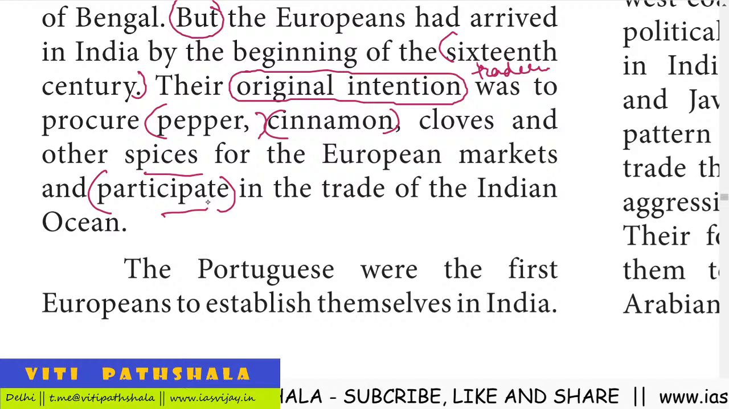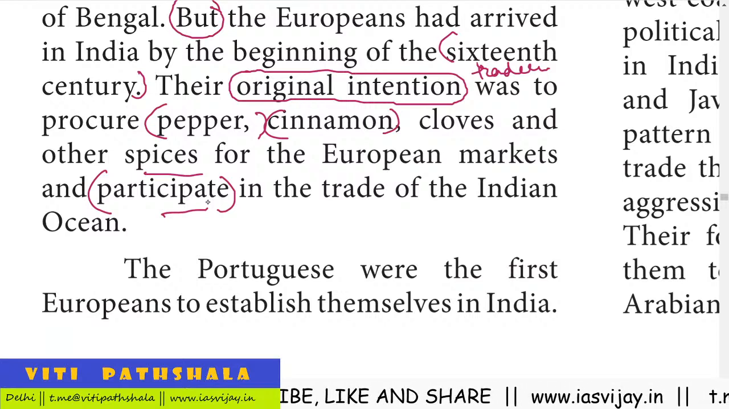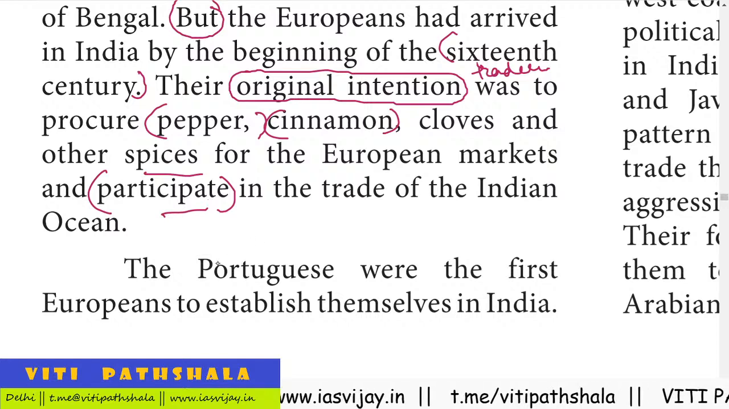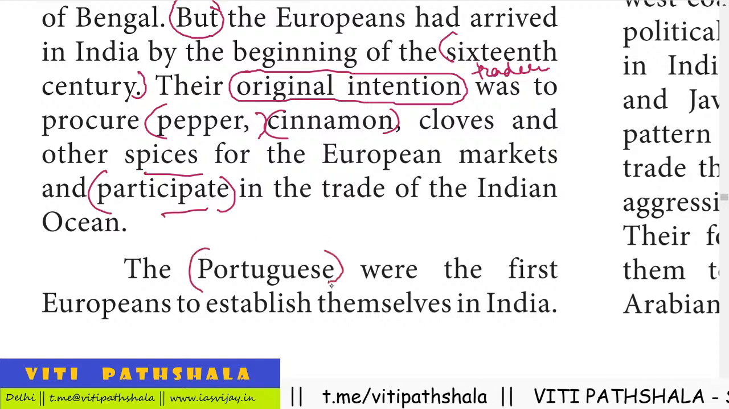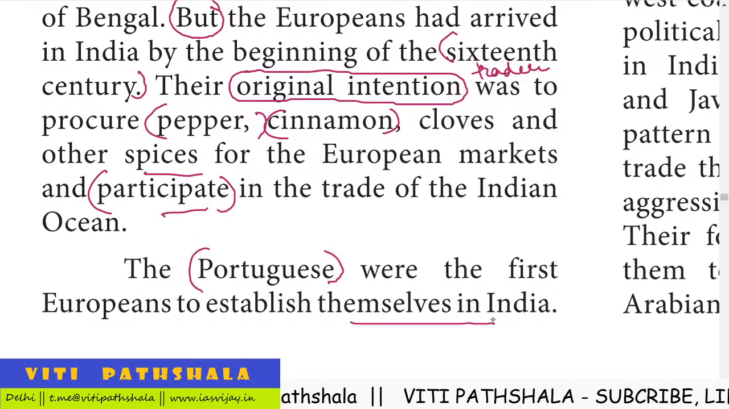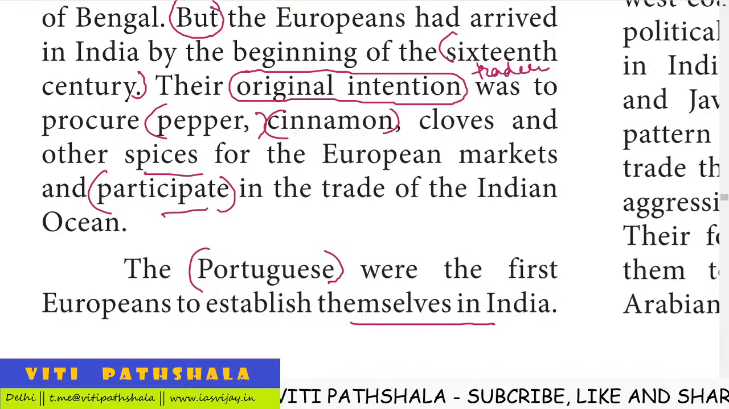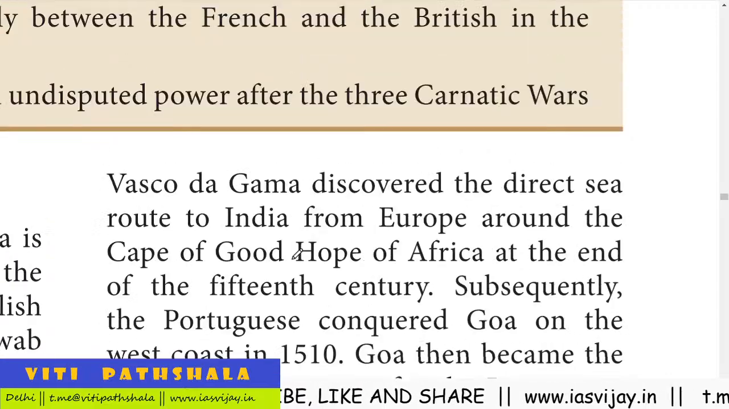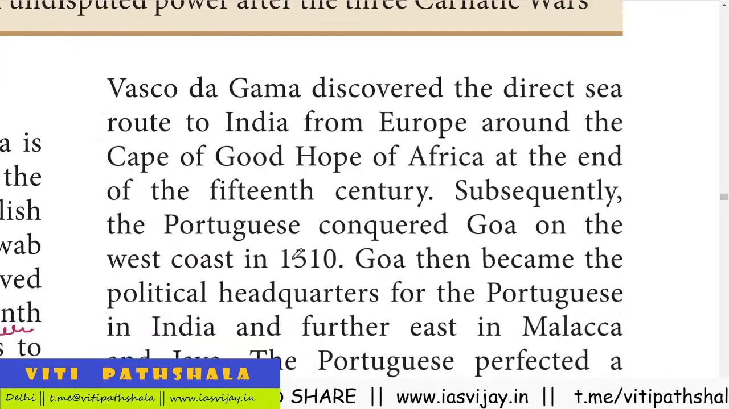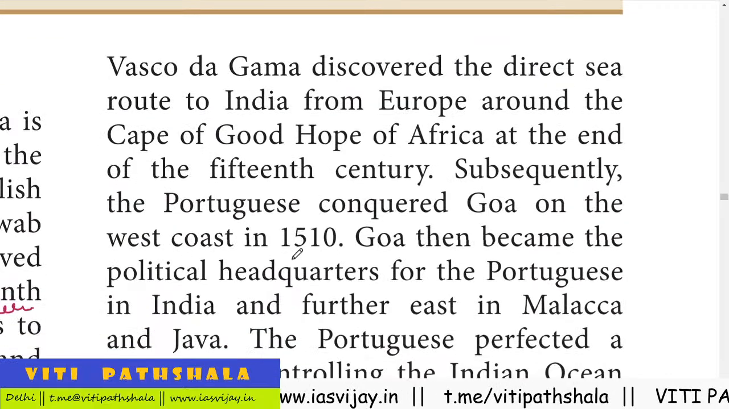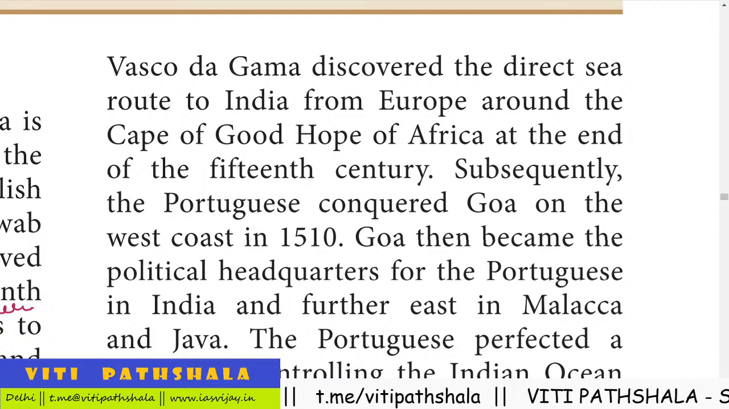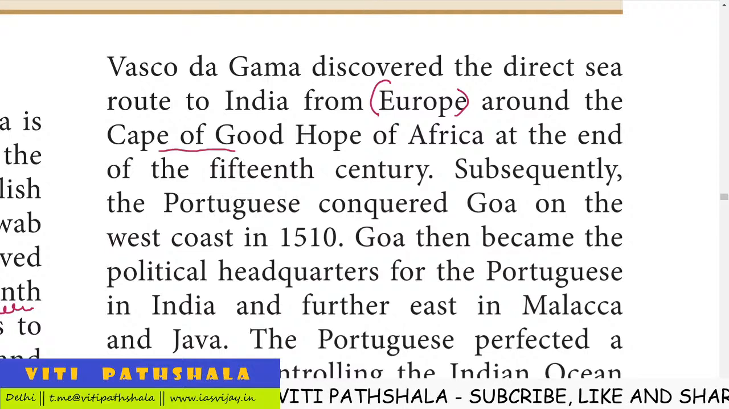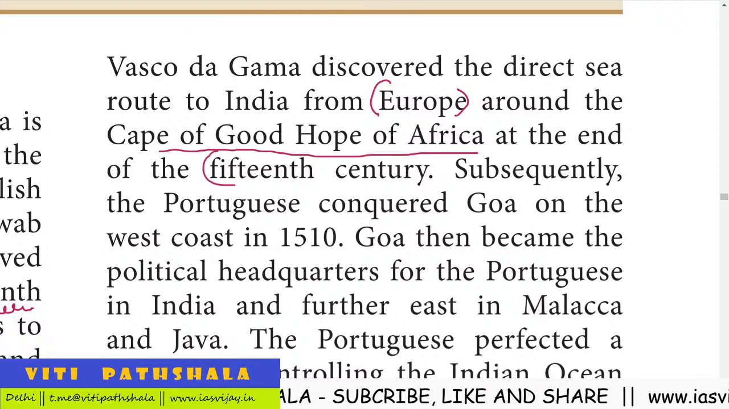The Portuguese were the first Europeans to establish themselves in India. और सबसे पहले भारत आने वाले कौन होंगे? पुर्तगाली या फिर पोर्चुगीज, वो भारत आएंगे और अपने आप को यहां पर एस्टेब्लिश करेंगे. They will establish themselves here in India. वास्को द गामा discovered the direct sea route to India from Europe around the Cape of Good Hope, Africa at the end of the 15th century.